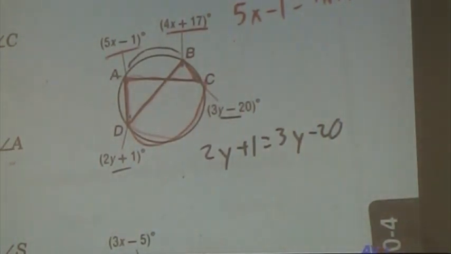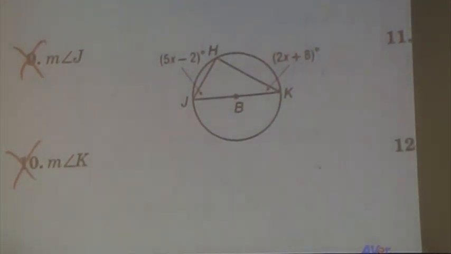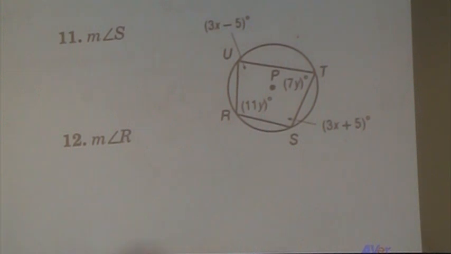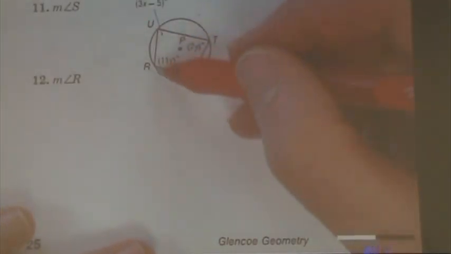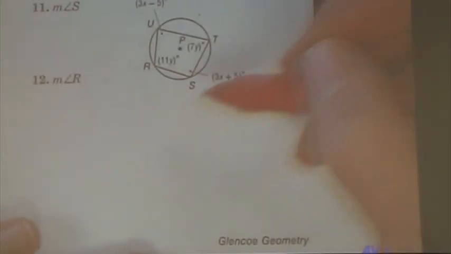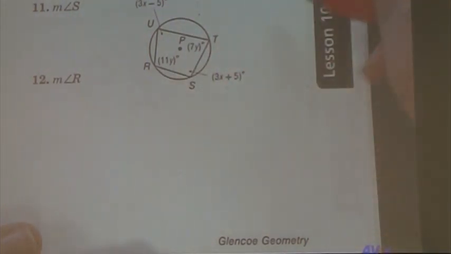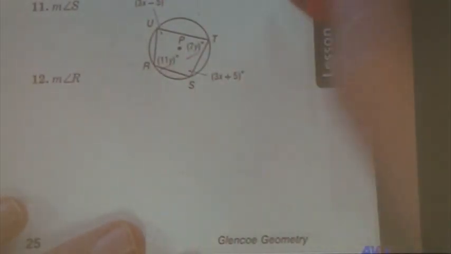We are going to cross out 9 and 10 just for fun. There you go, wasn't that fun? And we are going to look at 11 and 12. Maybe I'll do the whole problem for you. You have to use the characteristic that if a quadrilateral, that's this one, is inscribed in a circle, the opposite angles are supplementary. So that means these add to 180.